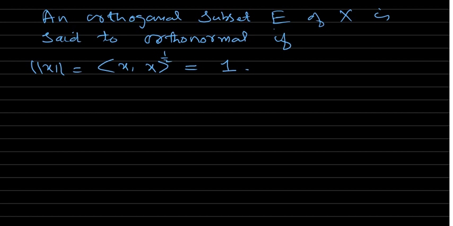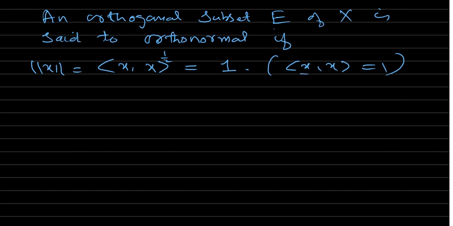So this also means the inner product of x with x is 1. If the inner product of any two different vectors is 0 and the inner product of x with itself is 1, then we say that the set is orthonormal. So orthogonal means the inner product of any two different vectors is 0. Orthonormal means the inner product of the vector with itself is equal to 1. So that's actually the norm. The length of the vector is 1.